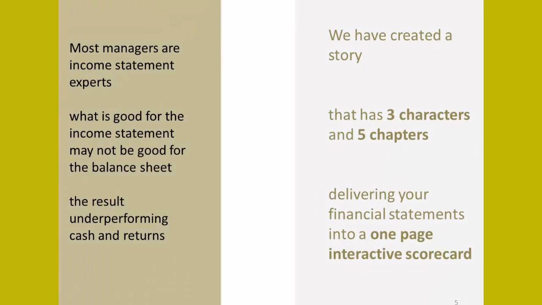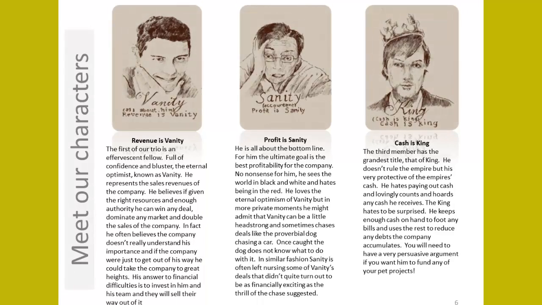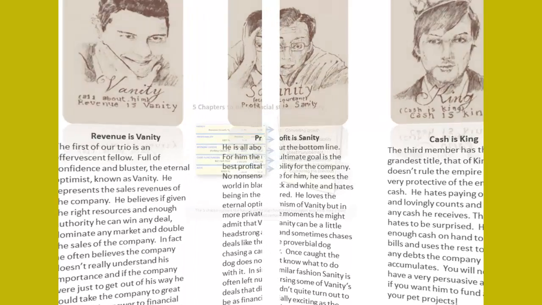In that regard, what we're about to give you today, Mr. or Mrs. Customer, is a capability that takes your numbers and converts them into a story. It has 3 characters, 5 chapters, and is delivered into one nice, efficient, interactive scorecard. Our 3 characters: revenue is vanity, profit is sanity, and obviously cash is king. And this is just a little bit of fun, but it's really the ability to get people involved and integrated in how various decisions are made within your financial statements.